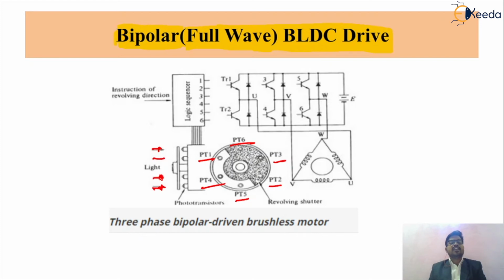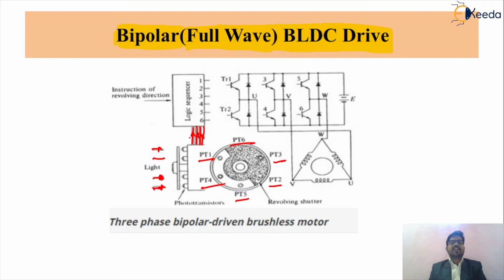Whenever we are getting the light, this phototransistor will operate, and according to the position of that phototransistor, we are creating a logic sequence that will be given according to the instruction of the revolving direction. So the position of the rotor will be giving different signals to the different thyristors, or we call them different transistors. Okay, so these are the power electronic devices.